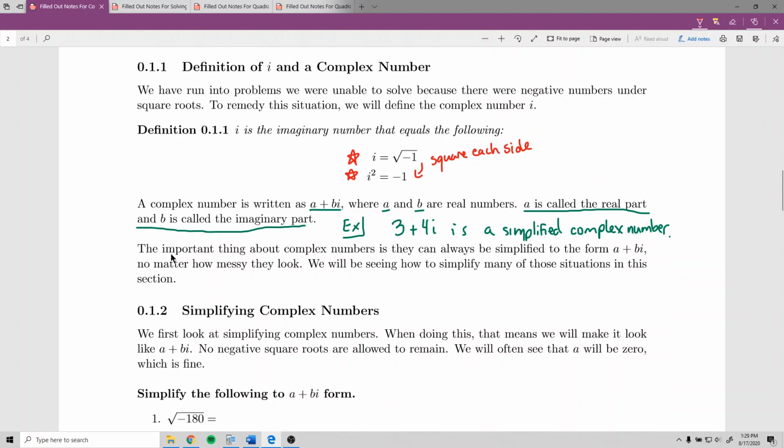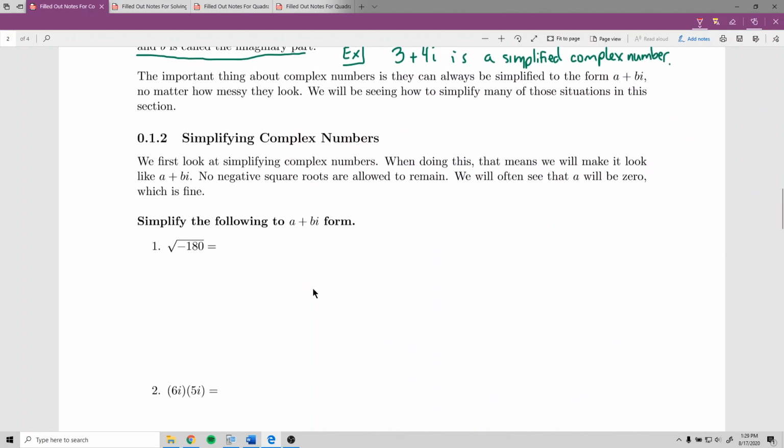Right, so that's kind of what I mentioned here. The important thing about complex numbers is they can always be simplified to the form a plus bi, no matter how messy they look. And that's really all this section is about, getting comfortable with simplifying complex numbers. We'll have a few examples here talking about what it means to simplify them. What we're trying to do is make all the examples below look like a plus bi. No negative square roots are allowed to remain, no multiplications, no divisions, nothing like that.